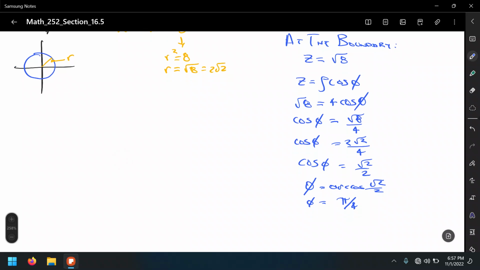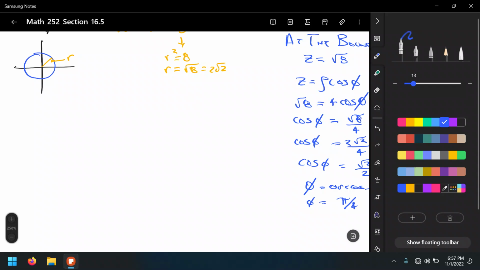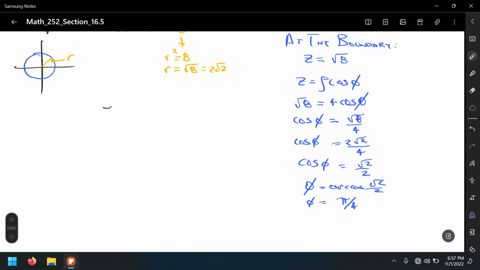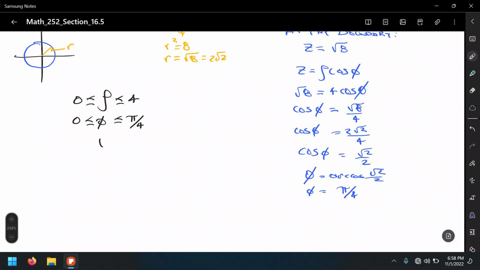So let's gather all the information. Number 1, rho varies between 0 and 4, because that's a sphere of radius 4. And what else? Phi varies between 0 and pi over 4. And lastly, theta varies between 0 and 2 pi. Because in this case, check the projection. The projection involves the whole circle. I mean, unless you cut your ice cream exactly in half in the middle. That's kind of weird, right?